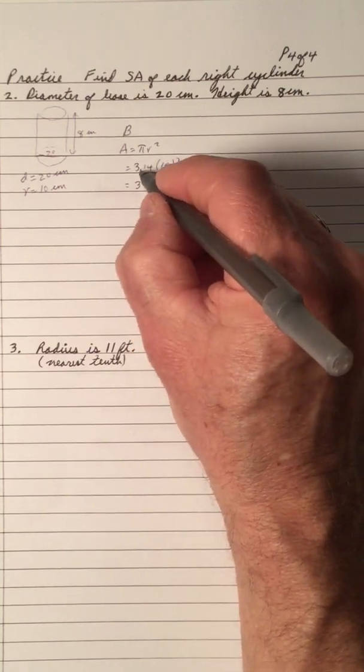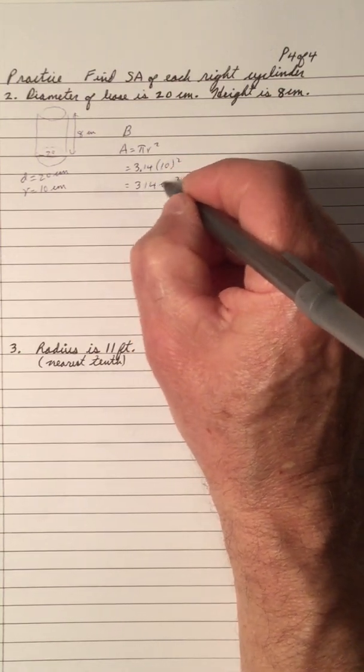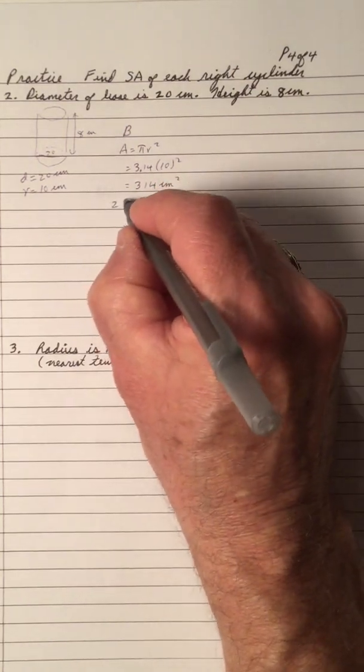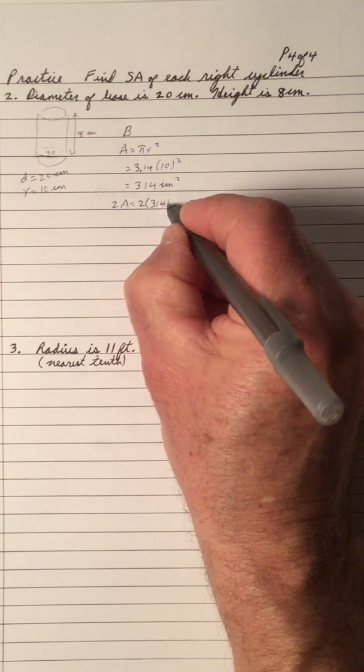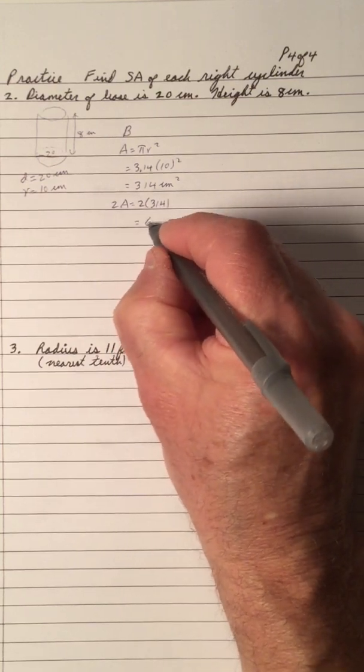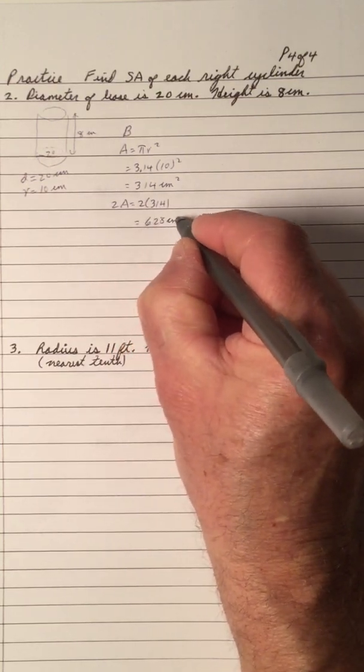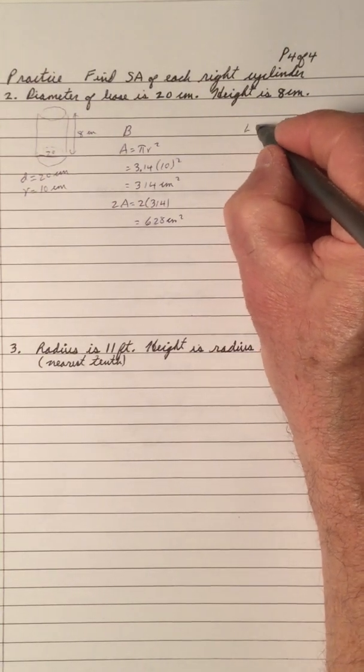10 squared is 100, and 100 moves the decimal 2 places, right? So you don't need a calculator for that one. And you've got two circles, so it's twice 314. So that's 628 centimeters squared. Now we need the lateral area.